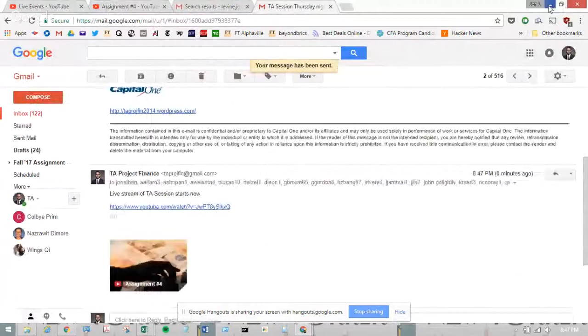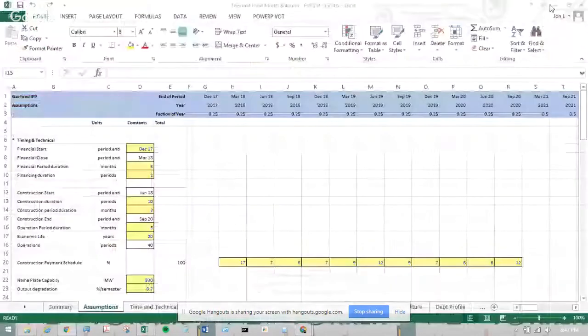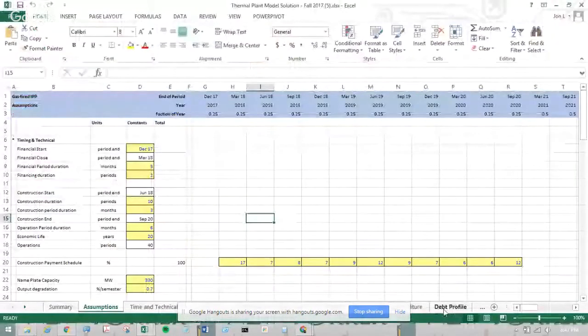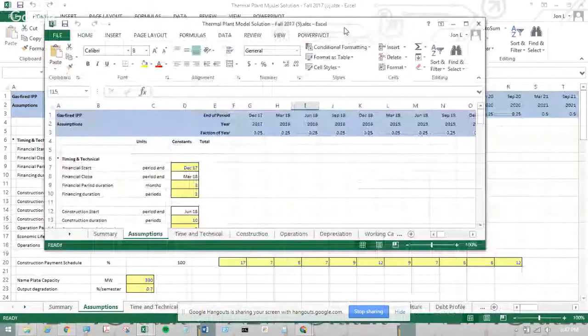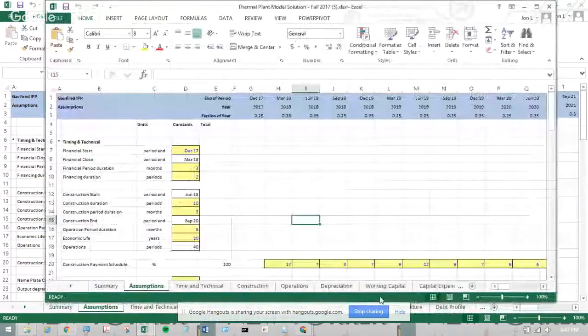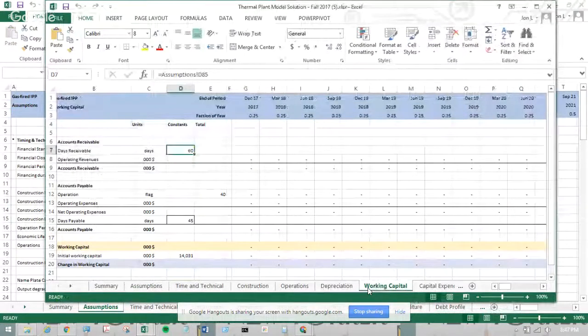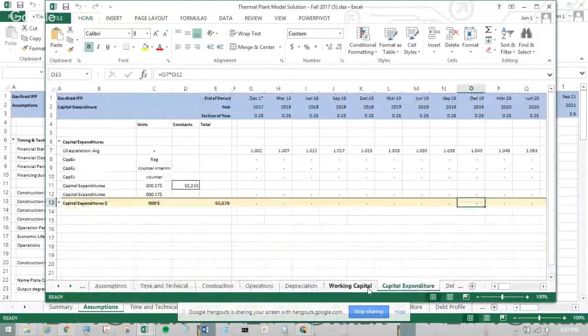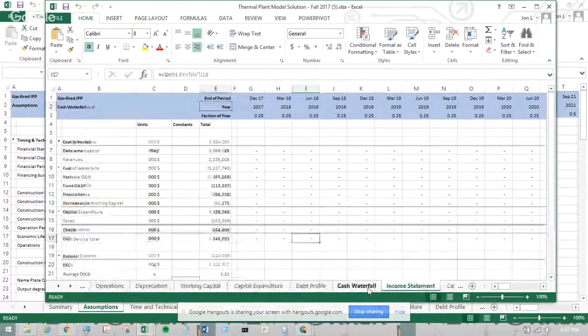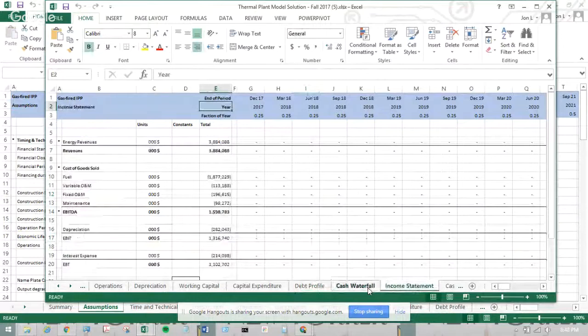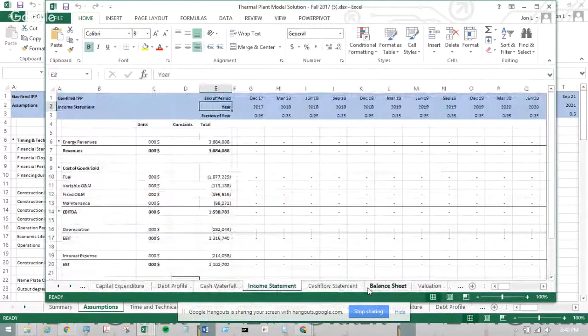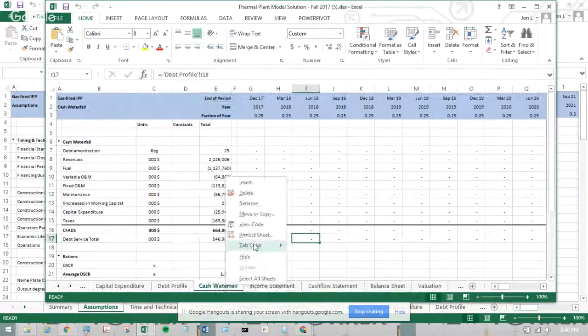All right, so this is assignment 3. And assignment 3 consists of... so we did working capital, we did CapEx, we did debt profile. All that's left is the cash waterfall.